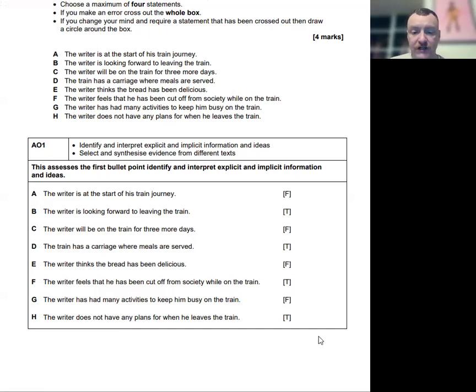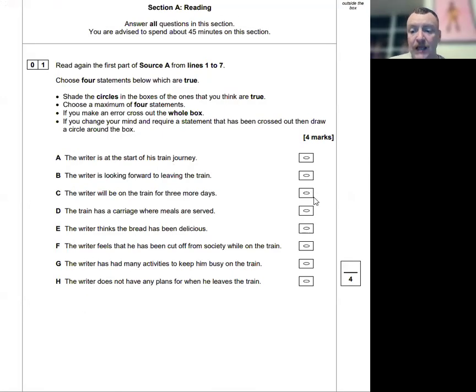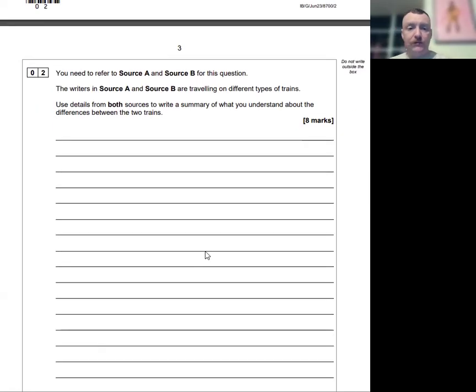So make sure you read again, select your 4 statements which you believe to be true. If for whatever reason you change your mind, you just draw a big cross through the box and then select the new circle which you think is true. What I would suggest is don't shade the entire box. You just need to shade the little ovals there, as you can see in the box. So maximum amount of time for question 1 is 5 minutes. That's all you need to do. Okay, so let's move on and have a look at question 2.